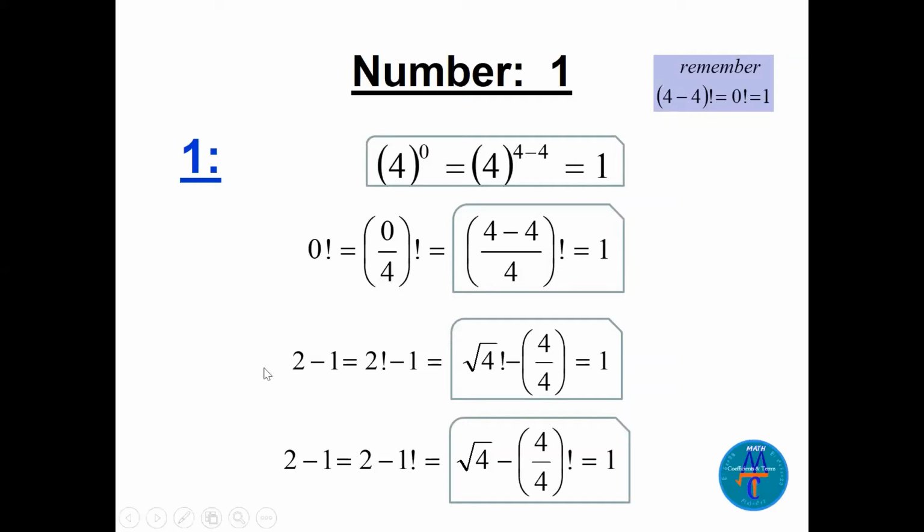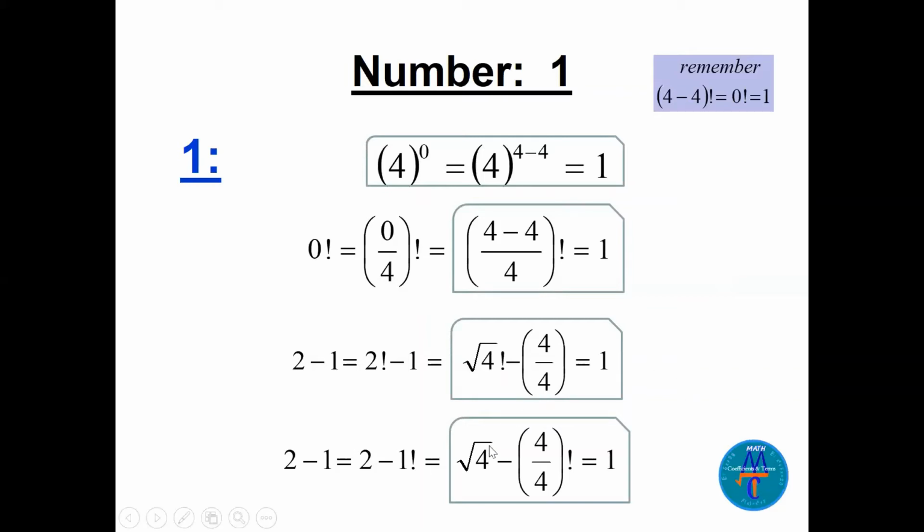2 factorial minus 1. 2 factorial is 2. So I can write square root of 4 factorial. You see, square root of 4 factorial. So 2 factorial minus 1. See the 1 I can write? 4 over 4. So that's number 3 here.